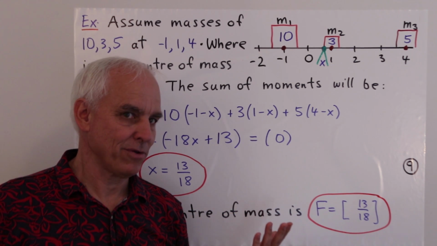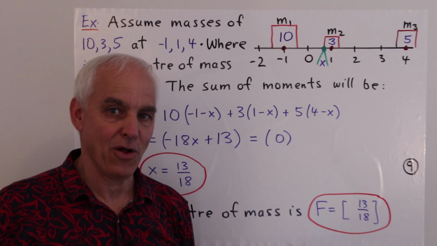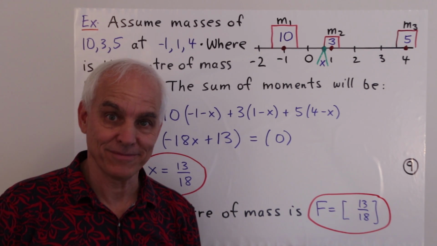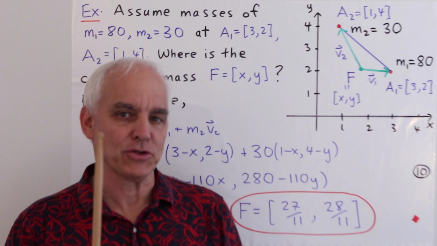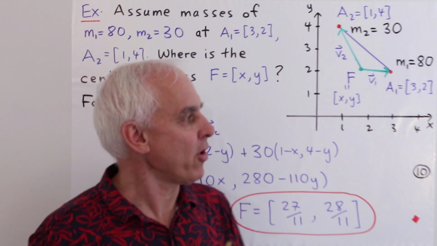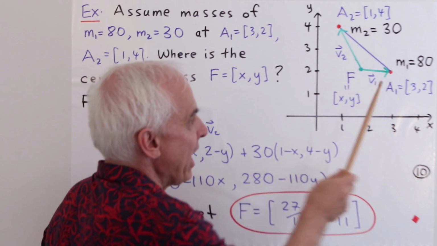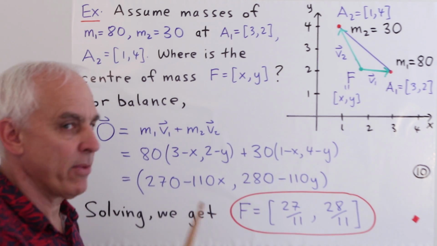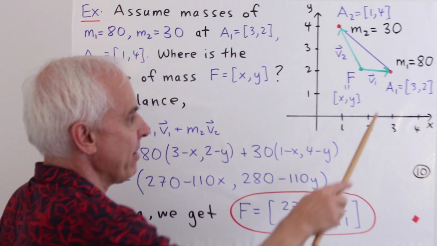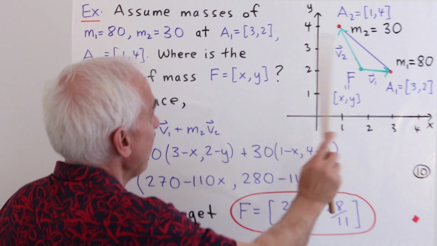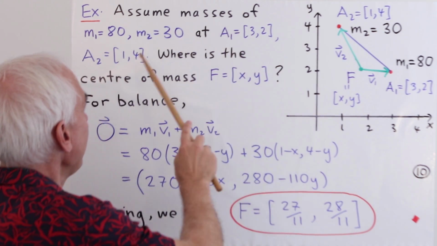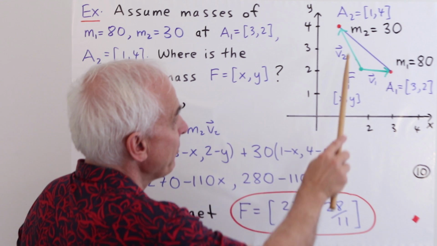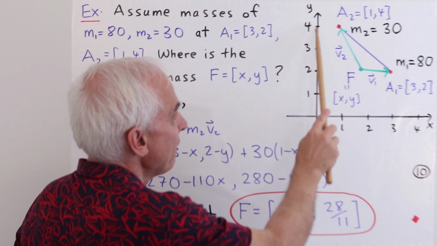And it's a very powerful general kind of idea. It also works even in higher dimensions. In particular, we can extend it to 2 dimensions as well. All right, so here's a 2-dimensional version of the same kind of problem. We're working in the plane and we have 2 points, A1 and A2. And we're assuming that we have masses at those 2 points. A mass of 80 at A1, a mass of 30 at A2. The point A1 is the point (3, 2), right there. And the point A2 is the point (1, 4), right up there.